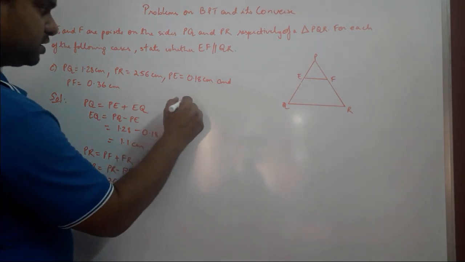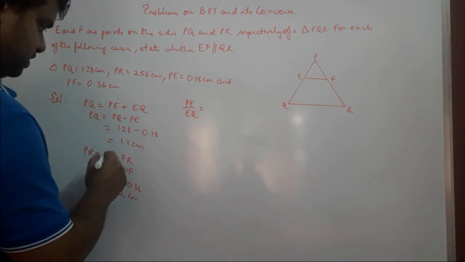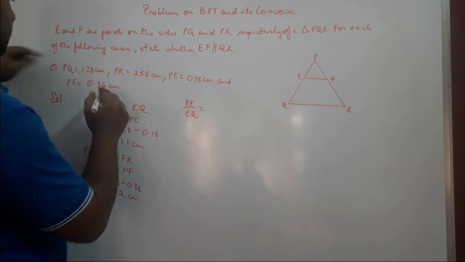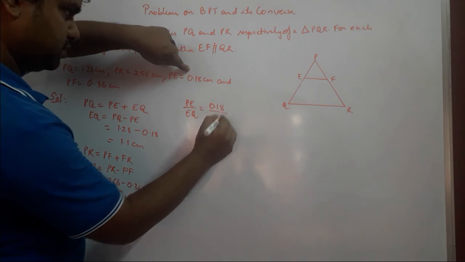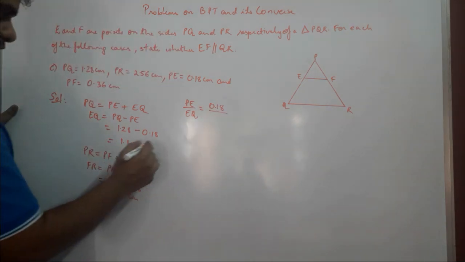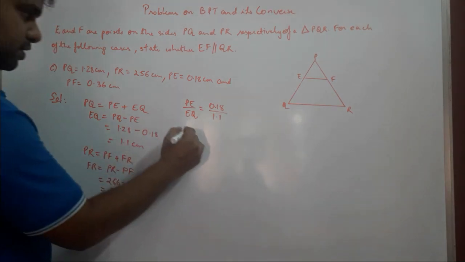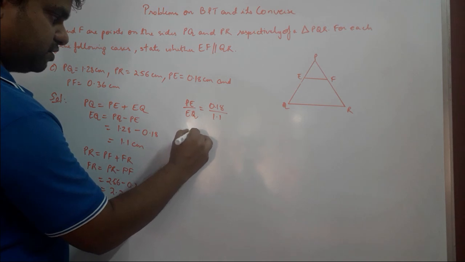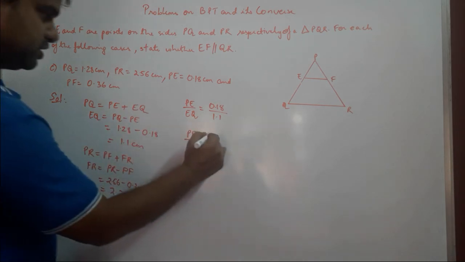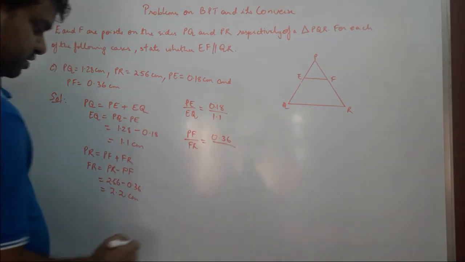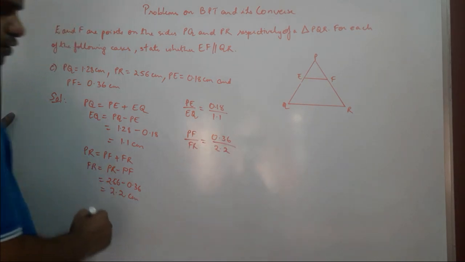Now let's see what we get for PE upon EQ. So PE is given as 0.18, this is clear, and EQ is 1.1 centimeters. So I'll leave this over here and look for what is PF upon FR. PF upon FR. PF is given to us as 0.36 and FR is 2.2 over here.